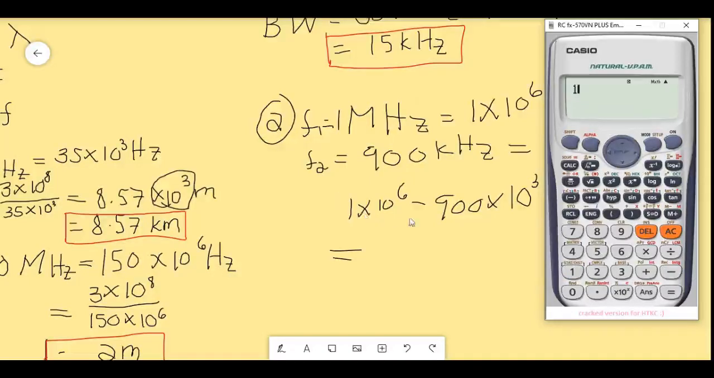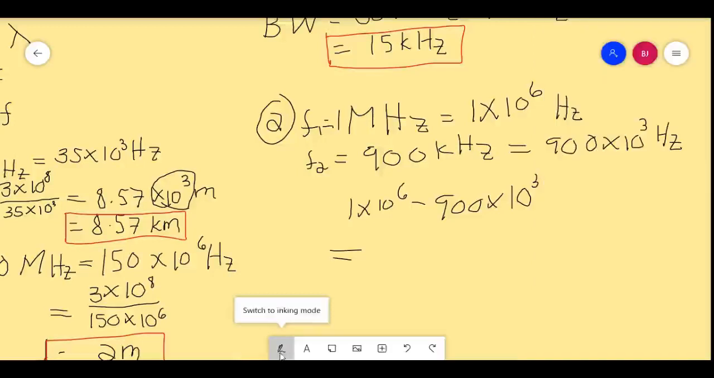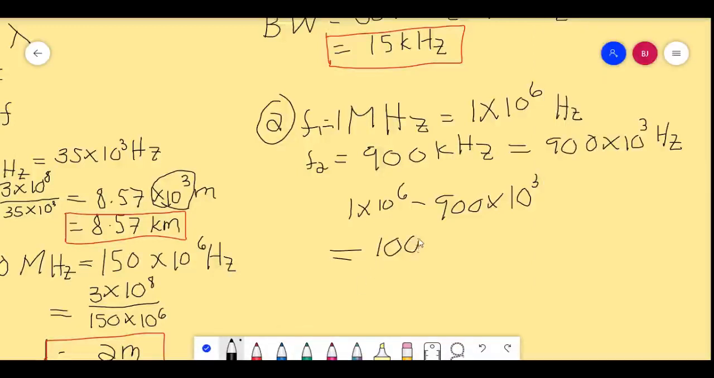So 1 exponent 6 minus 900 exponent 3, which is equal to this one. Click ENG, and then you get 100 times 10 to the 3. So 100 times 10 to the 3. And the unit here is hertz, as bandwidth is still frequency. Convert it back to our engineering notation. Times 10 to the 3 is of course kilo, and then hertz. And there we have it.